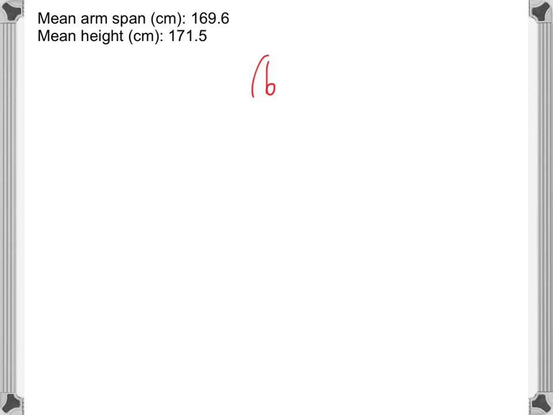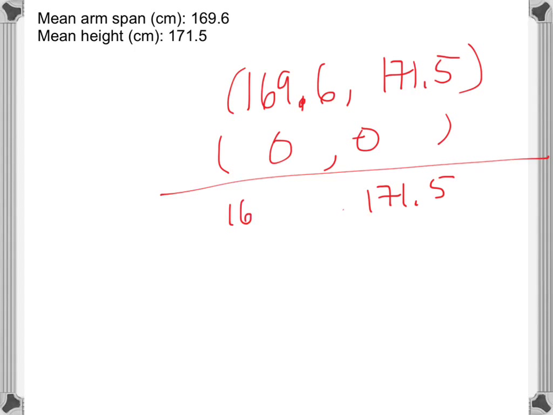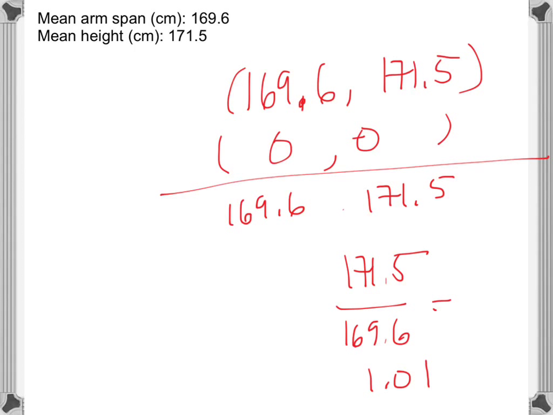So I wrote the points on another piece of paper here, and let's put them in a coordinate pair. And it's very easy because if I'm subtracting the coordinate 0, 0, I would just get 171.5 and 169.6. So I can just go ahead and take 171.5 divided by 169.6, and I would get, remember, round to the nearest hundredth here, 1.01. Okay, so that's my slope, that's my M.